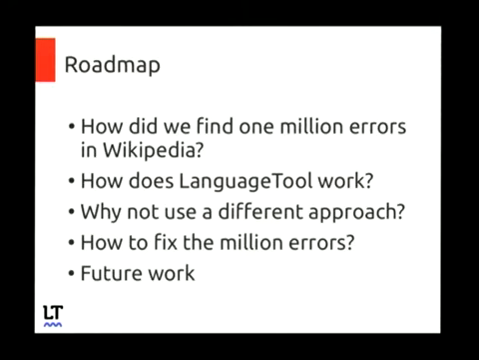Here's a short roadmap of the talk. First, I'll explain how we use LanguageTool to find a million errors in the Wikipedia. And then I'll explain how LanguageTool works internally. I'll explain what approach we are using for LanguageTool and what other approaches could be used for style and grammar checking and why we are not using those other approaches. And then I'll make a suggestion how we can start fixing these million errors we found. Finally, I'll talk about the future work we are planning for LanguageTool.